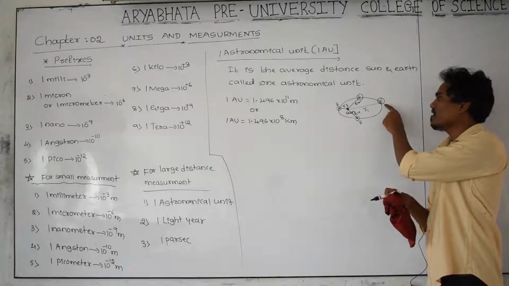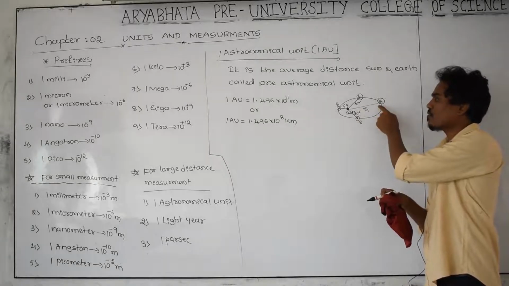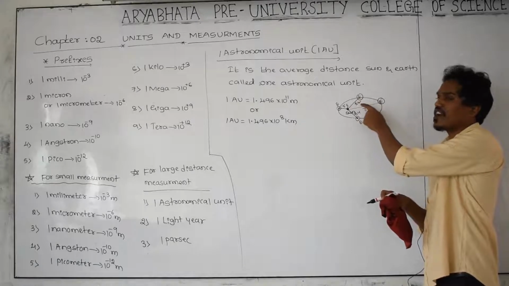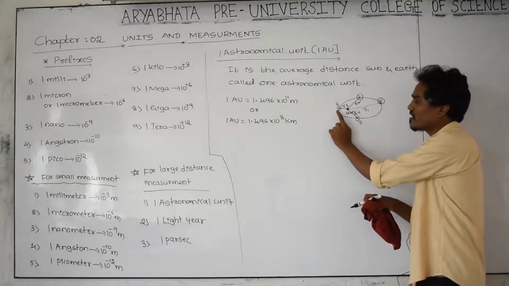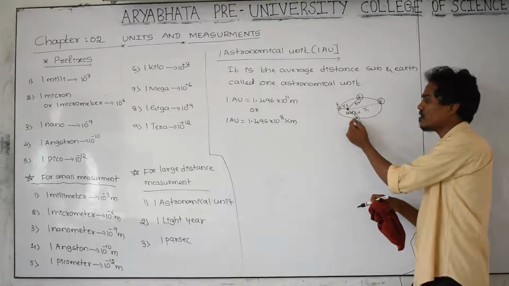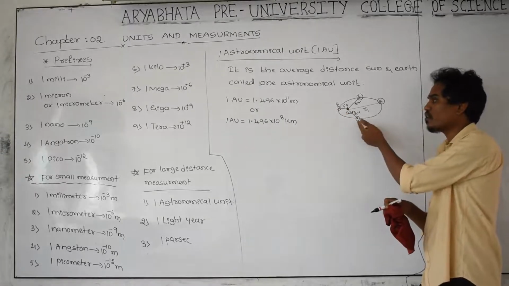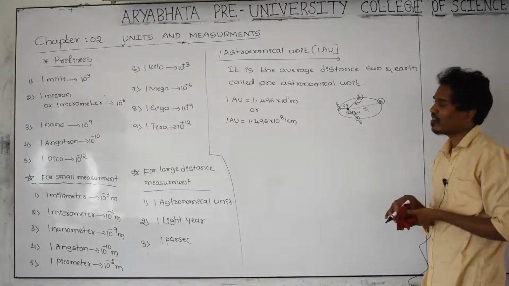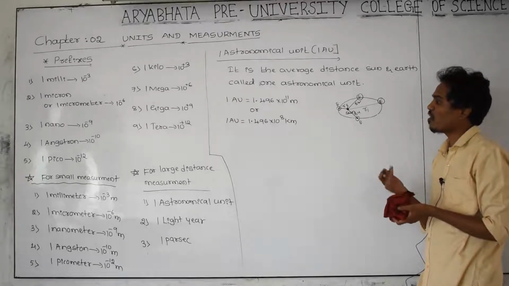Whenever the Earth is at this point, this is the distance r1. Whenever the Earth is at this point, the distance between those two is r2. At this point it is r3, and at this point r4 is the distance. But what about the distance between them? Sometimes r1, r2, r3, r4.